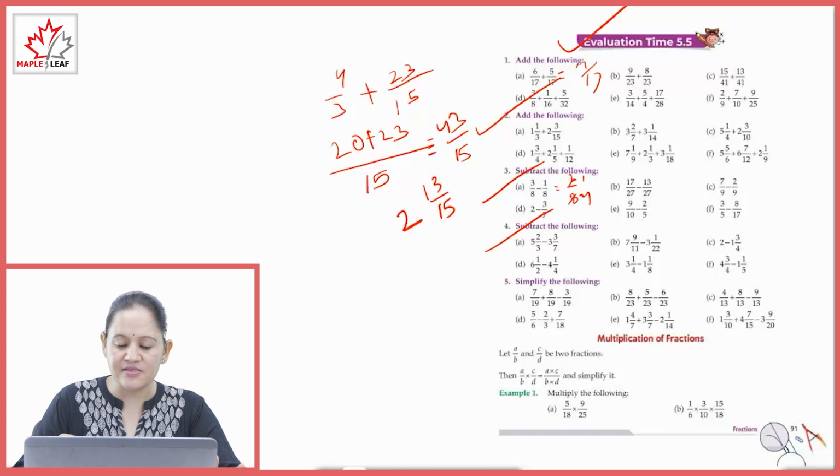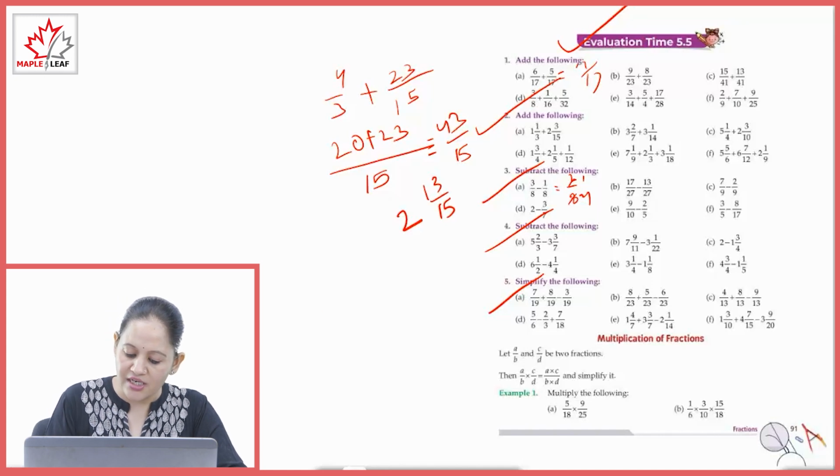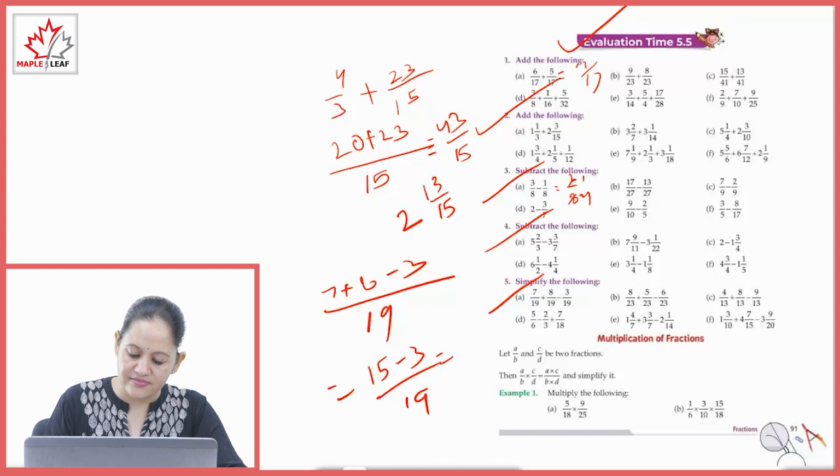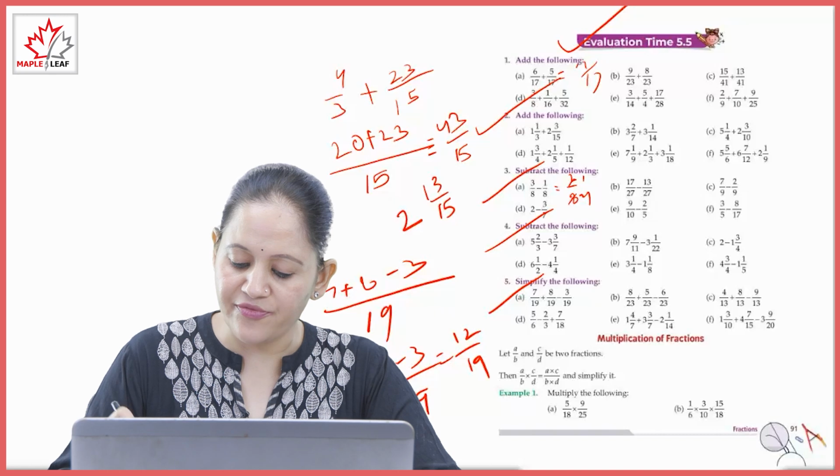Next, subtract the following. Again, mixed fractions: first we'll convert into improper fractions and then take the LCM, and we'll do it the same way as we usually do. Next, simplify the following. 7 upon 19 plus 8 upon 19 minus 3 upon 19. So here 19 will be our common denominator, 7 plus 8 minus 3. 7 plus 8 that is 15, minus 3 upon 19, 12 upon 19. Clear?